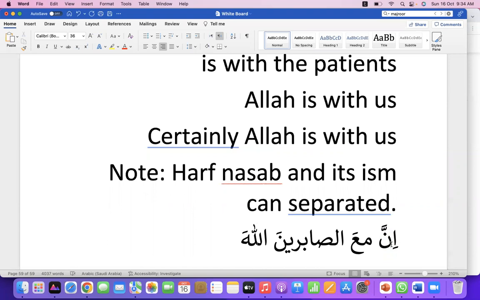So here, when you translate, it is still the same translation. You will take this inna and combine it with its ism. It cannot be taken alone. It has to be combined with its ism. Okay. So inna Allah. When you translate, again you will say certainly or verily, verily Allah. Then you will put the other things: is with the patient.